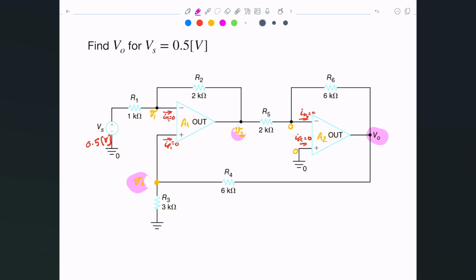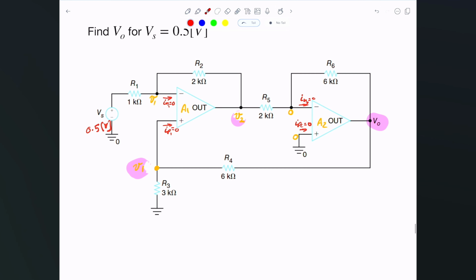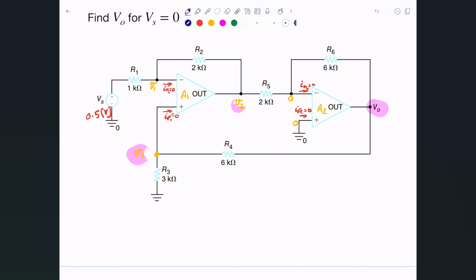So we have to come up with 3 different equations to solve this particular circuit. Let's start with V1 in here. Let's write a nodal equation at this particular node, and that will give me V1 divided by R3, which is 3 kilo ohms, plus V1 minus V0, the thing I'm looking for, divided by R4, which is 6 kilo ohms, and that is equal to 0.